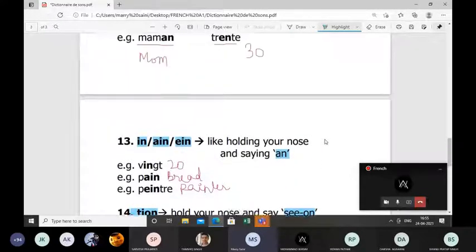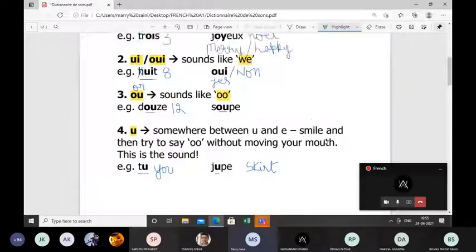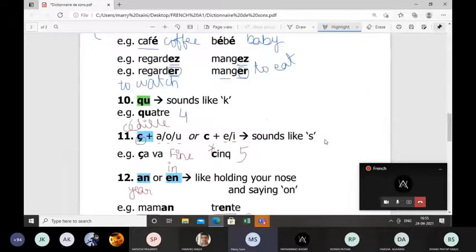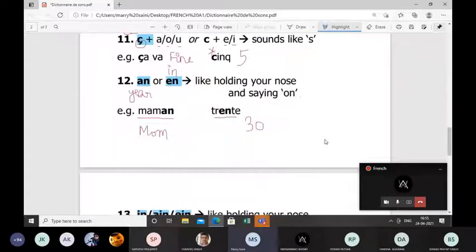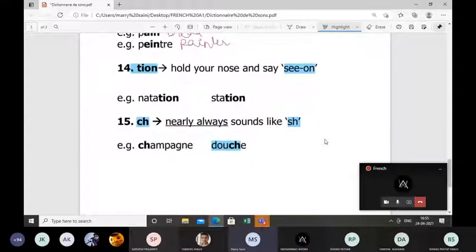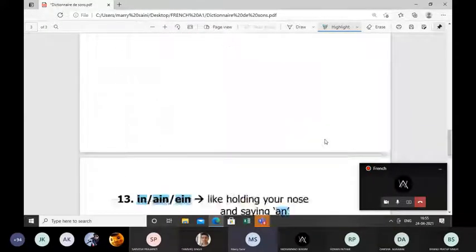Here we have 15 sounds. These sounds we can exercise when we are reading in French. We have to be careful about which letters are coming together and what sound we need to give.